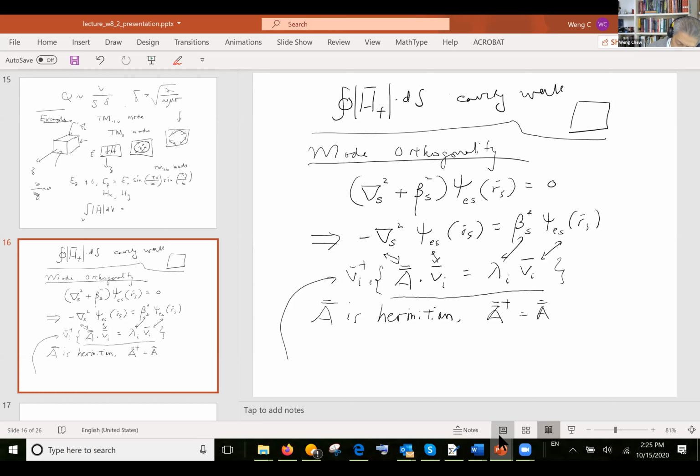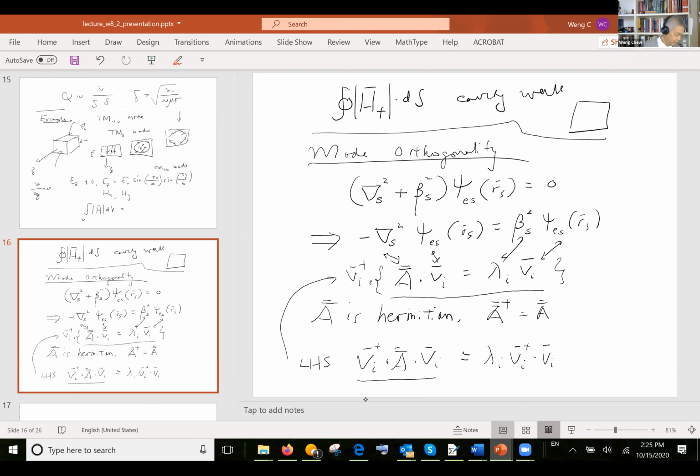Dot multiply. Then on the left-hand side, I will get Vi conjugate transpose times A Vi is equal to lambda i Vi conjugate transpose Vi. I will have this as my equation. And what do you know about the left-hand side? If Vi is the same on both ends of the left-hand side, and you conjugate transpose it, and if A is Hermitian, what do you know about the left-hand side?